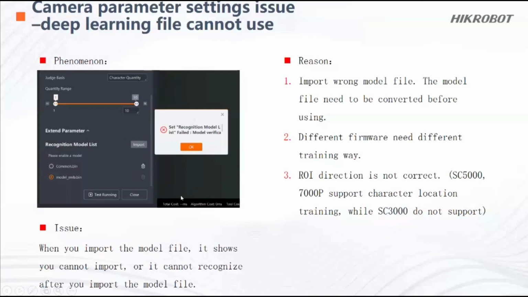It is because those kinds of models need to be converted before using. And also, those kinds of models are individual. They cannot be commonly used. So if your model is from the Smart Camera 3000, it cannot be used in the Smart Camera 5000. So it is a different kind of model conversion way.